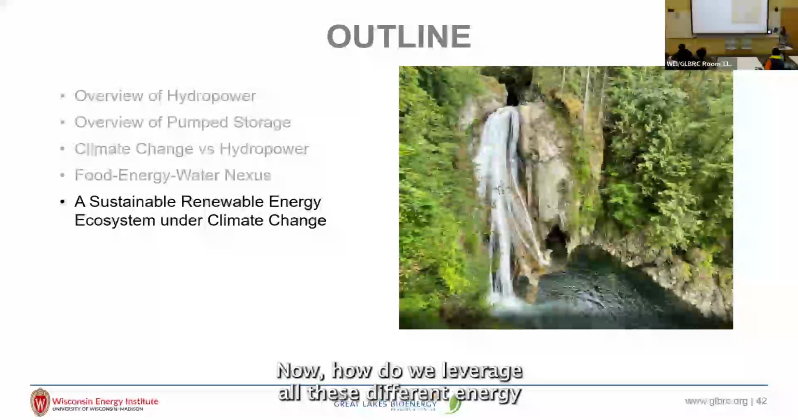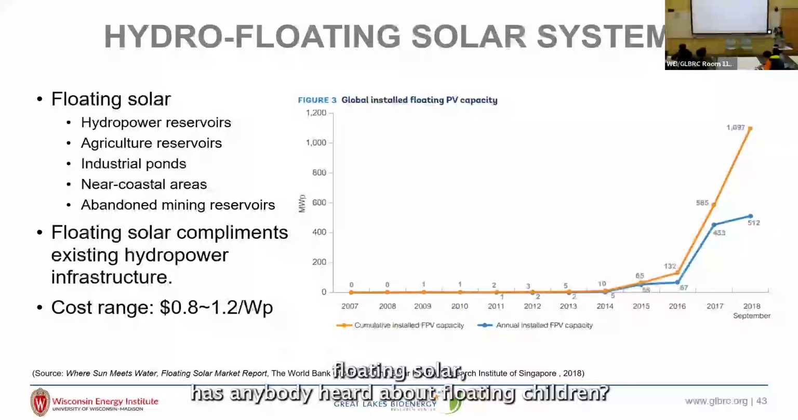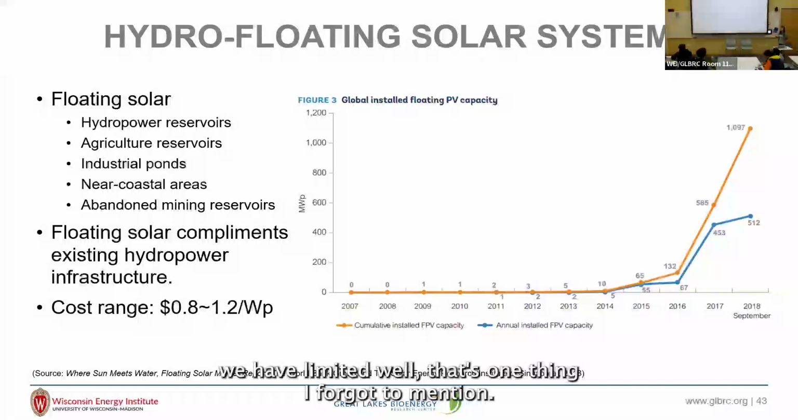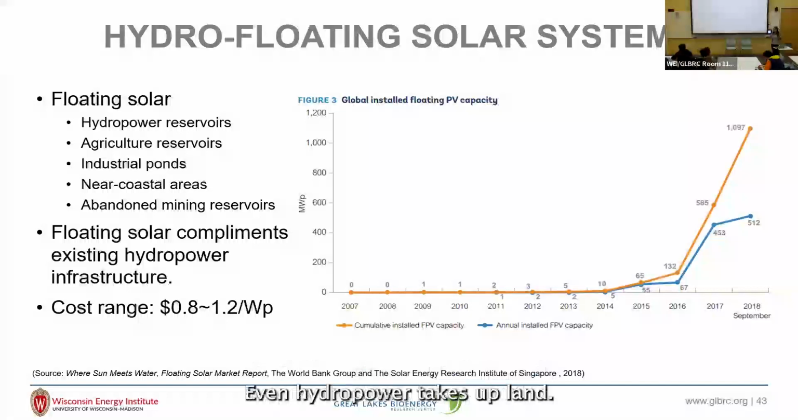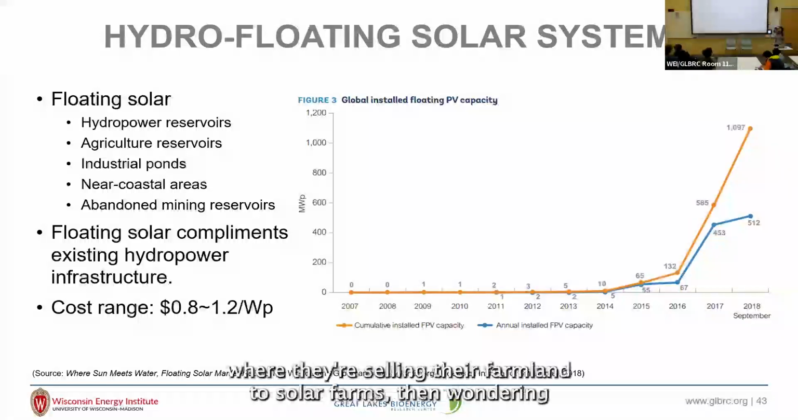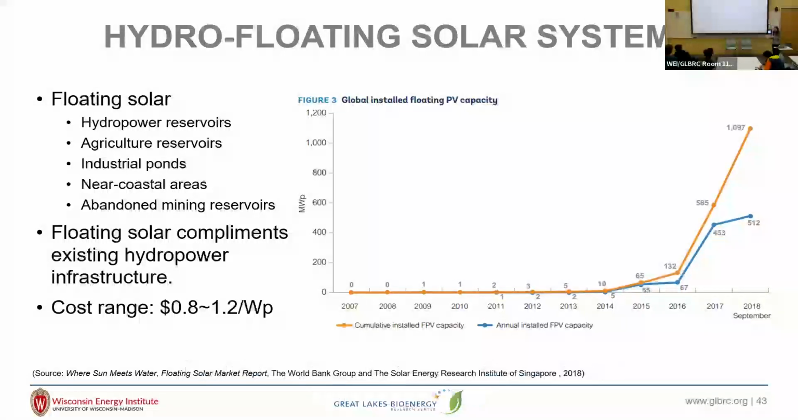Now, how do we leverage all these different energy sources to create a more sustainable future for ourselves? I'm just going to give a couple of examples. Floating solar. Has anybody heard about floating solar? So basically, we have limited, that's one thing I forgot to mention, land about energy. Solar, wind, they all take up land, right? Even hydropower takes up land. So that's also competing. There's already some concerns about people in California where they're selling their farmland to solar farms, then how are you going to produce enough crops for people to eat, right?